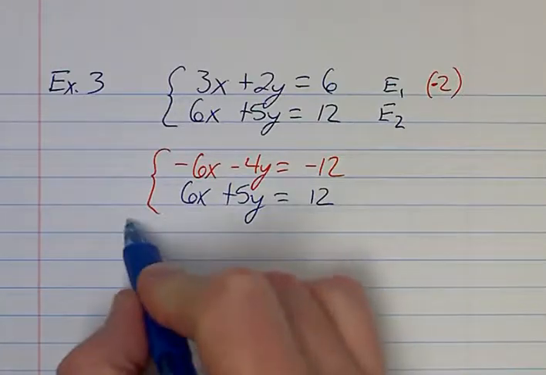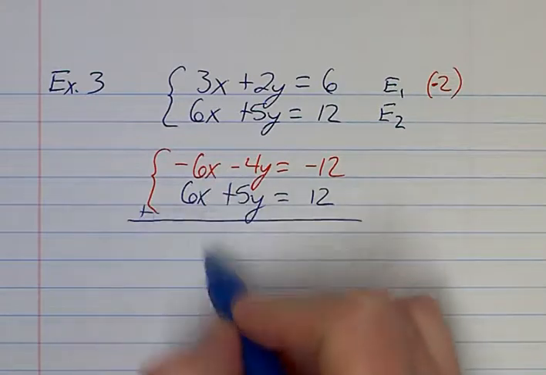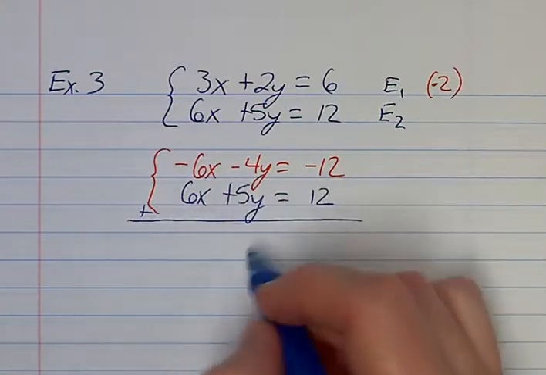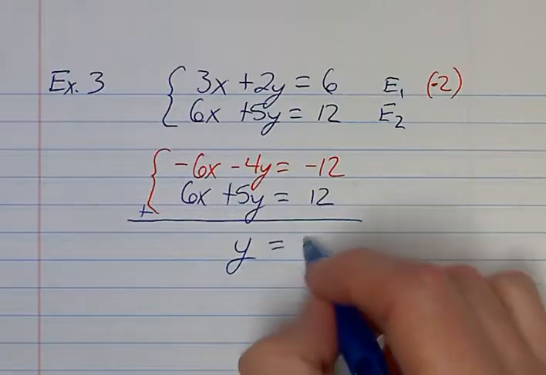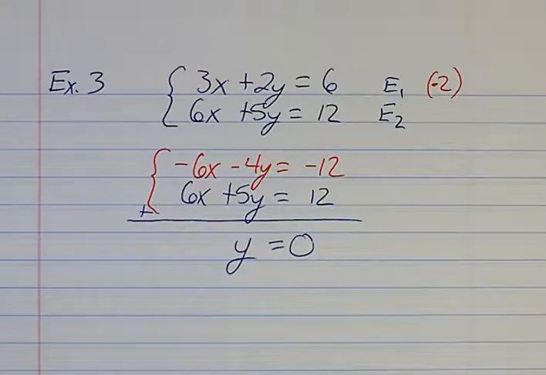Okay, and then just put them together. Again, those will knock each other out, so that's gone. You've got 5 minus 4 for 1y, or just y. 12 minus 12 is 0. So that one actually worked out pretty good because you got your answer right there. That one's y equals 0.